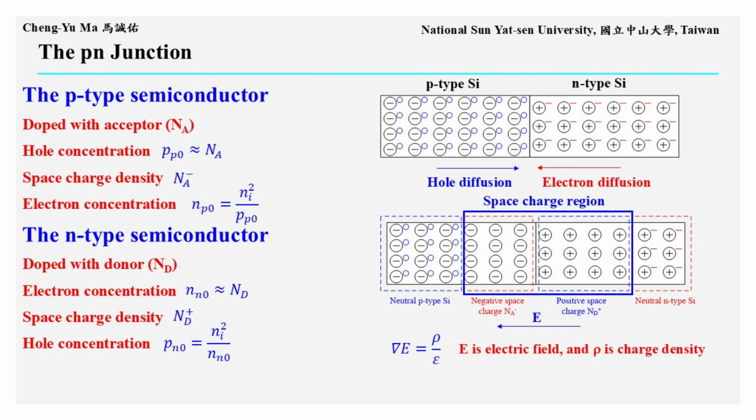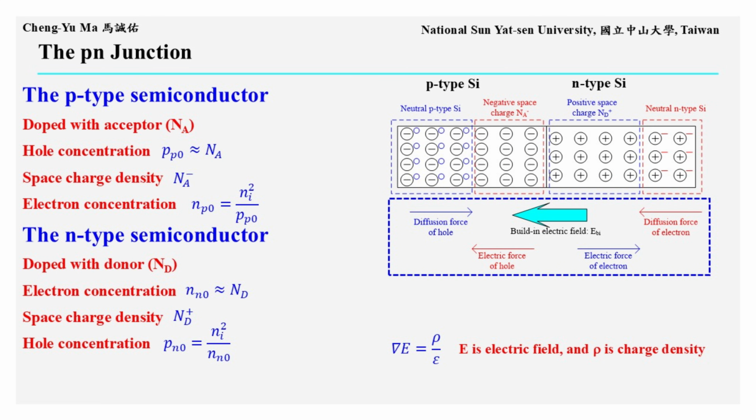The electric field points from positive charge to negative charge. The electric field direction is the force direction for positive charge, such as holes, and the opposite of the force direction for negative charge, such as electrons. From the figure on the right, we can see that holes in the neutral region of the p-type semiconductor are driven to the right by diffusion. However, the electric field produced by the space charge exerts a force on the holes toward the left. These two forces are in opposite directions.